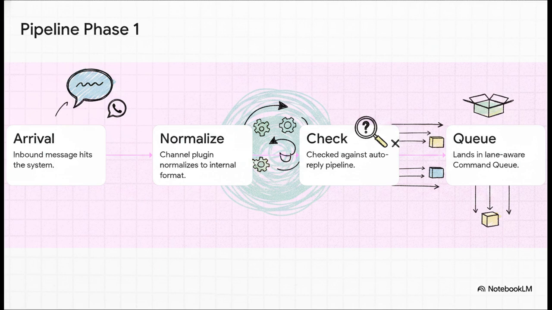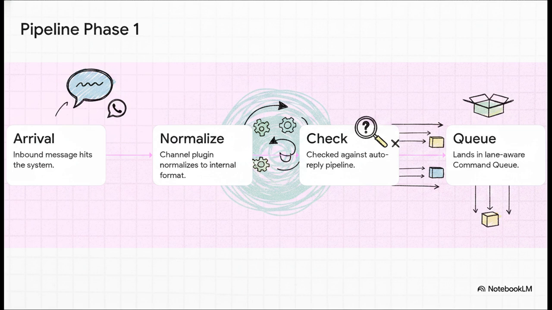So let's start on the left side of our whiteboard. A raw message hits the system. Let's say it's a WhatsApp text. Instantly, the channel plugin steps in and normalizes that data into a standard internal format. The system then quickly checks if this triggers an auto-reply, something that doesn't even need the AI to get involved. If not, it lands in the command queue.